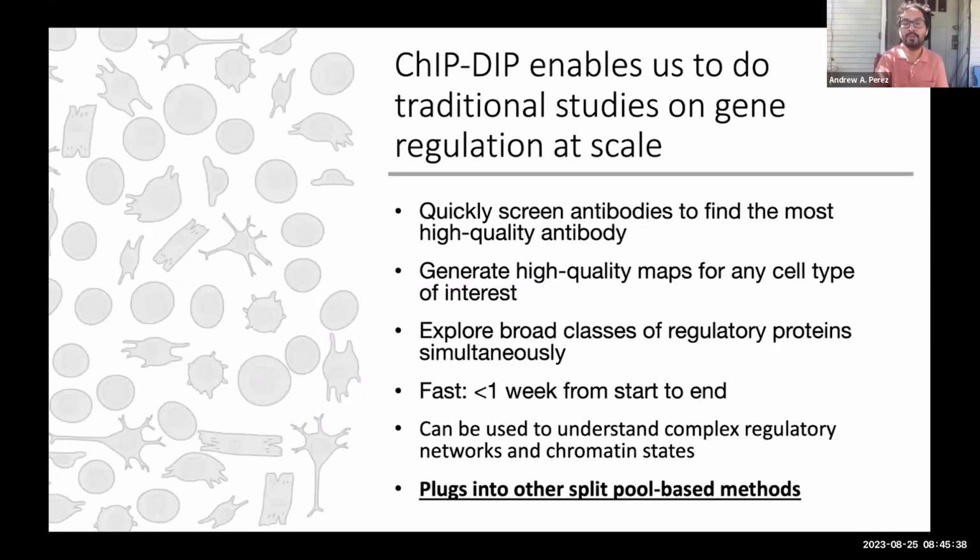Now we've shown you ChIP-DIP can basically enable us to do traditional studies on gene regulation at scale in a single lab. You can quickly screen antibodies. You can generate high quality maps for any cell type of interest. You can explore broad categories of regulatory proteins all at the same time. It's quick. The assay only takes less than a week, I think 3 to 4 days, depending on how rigorous you want to be. You can understand complex regulatory networks and chromatin states. And then importantly, you can plug into our other split pool based methods. So next, I'm going to talk a little bit about what we're doing on that front.